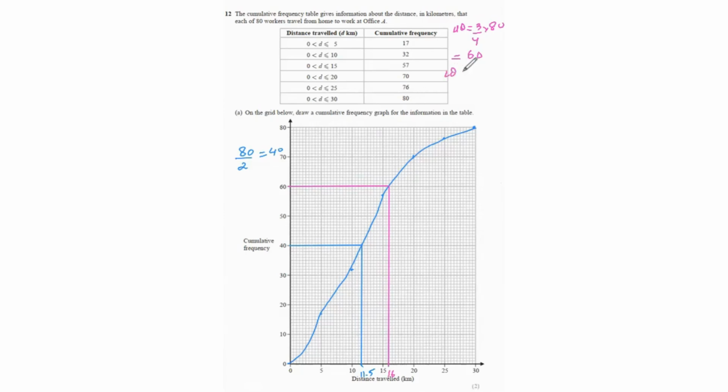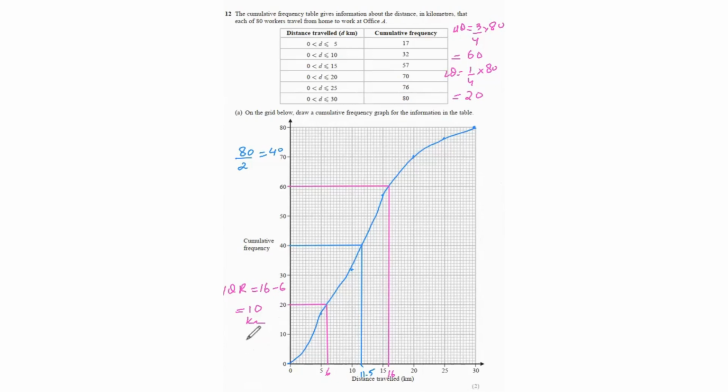And then for the lower quartile, we find 1/4 of 80, which is 20. So for the 20th value, we draw a line from 20 towards it, and we see that it comes out to be 6. So the interquartile range is going to be the difference of 16 and 6, which is 10. So 10 kilometers is your interquartile range.